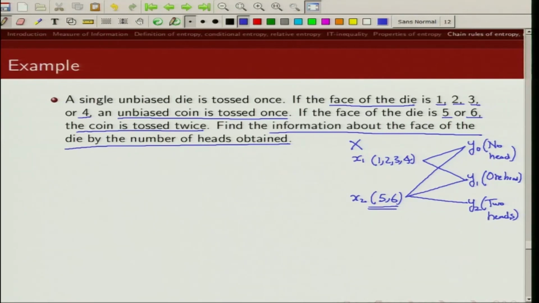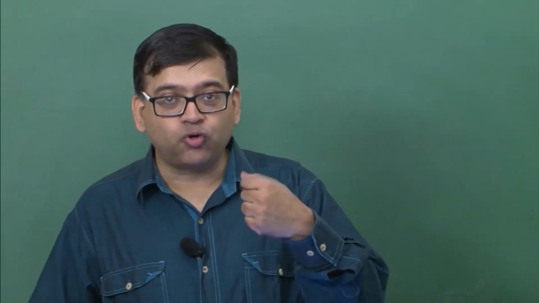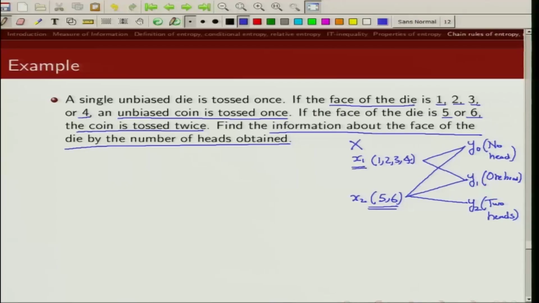Okay. Now since this dice is a fair dice and this coin is also fair, this will happen with probability 2 by 3 and this will happen with probability 1 by 3. So given that I get x1, the probability of getting y0, which is no head, is half, because my coin is a fair coin, and the probability of getting one head is also half.